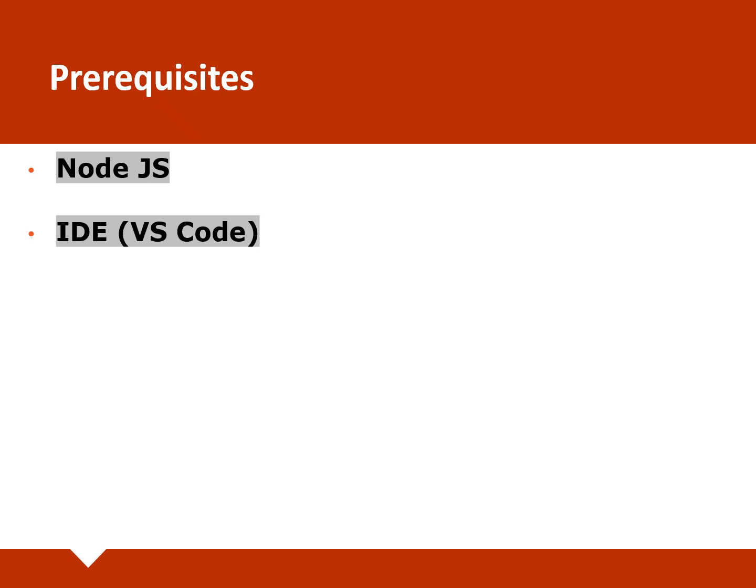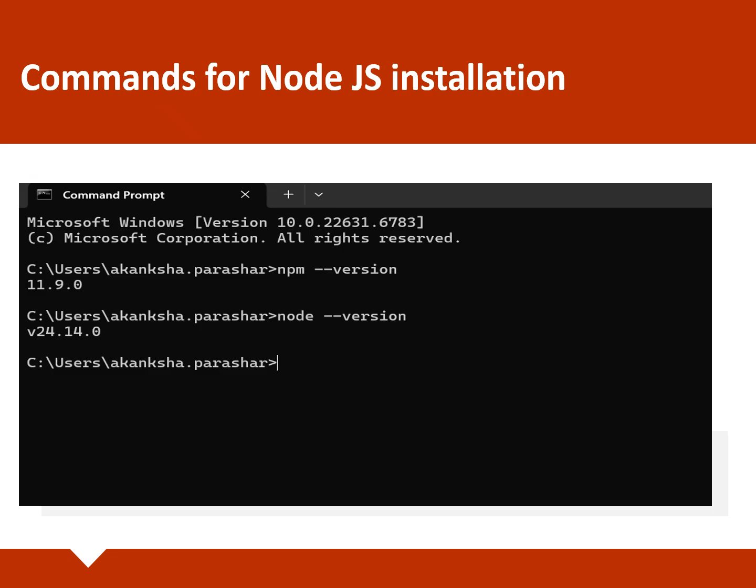For that, we should have Node.js on our system. You can just go and check. Go to your command prompt on Windows, and if you are on Mac or Linux, go to the terminal and run the command npm --version and press enter. It will show you if Node is installed. Also run node --version. You can see the version of Node.js, and npm is the node package manager which gets installed along with Node. So you can run both of these commands and check if you are getting the version number.